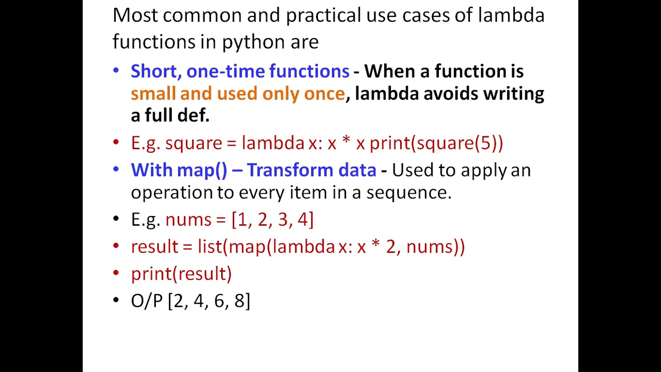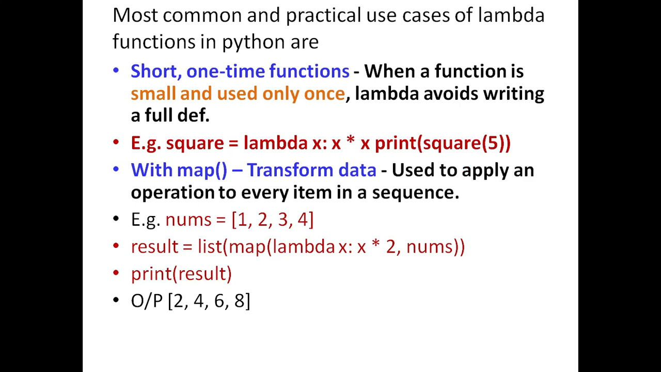Most common practical use cases for lambda functions in Python are short one-time functions. That is, when a function is small and used only once, use lambda, which avoids writing a full def function. For example, square equal to lambda x with expression x into x, and print square of 5, which will return the square of 5.